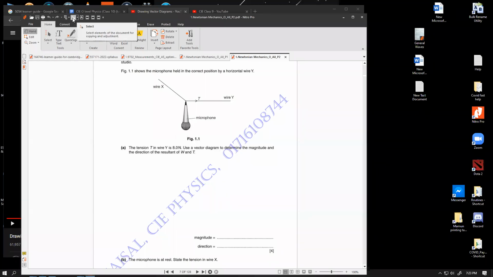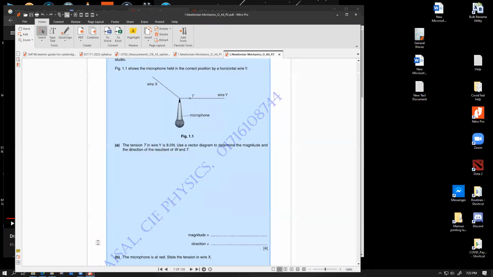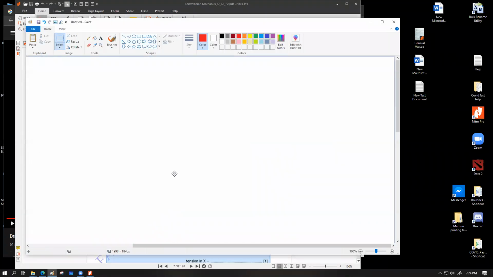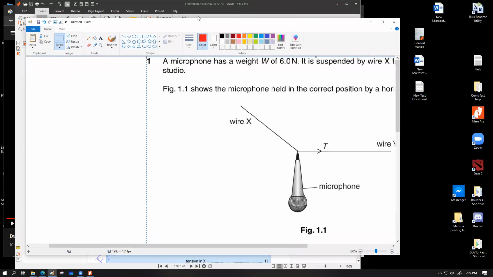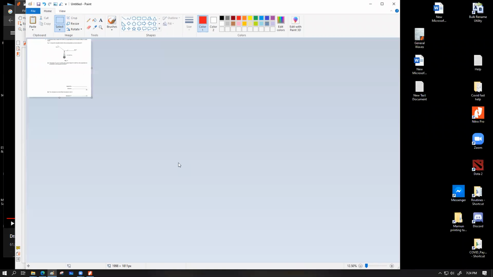So if I just select this picture and take it out to my drawing board, it's right here. And let's have a look at it. Okay, I don't want it like this. I want it like this preferably.